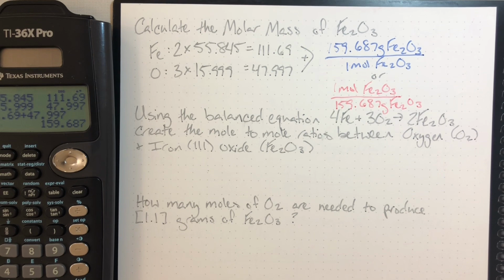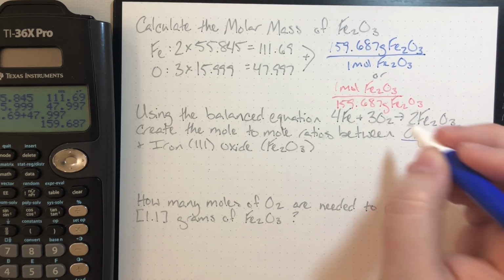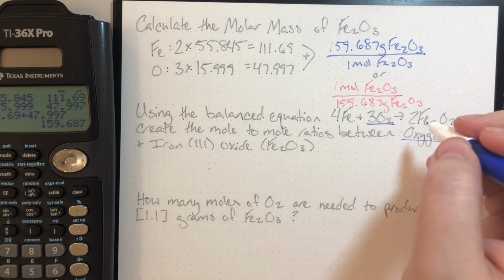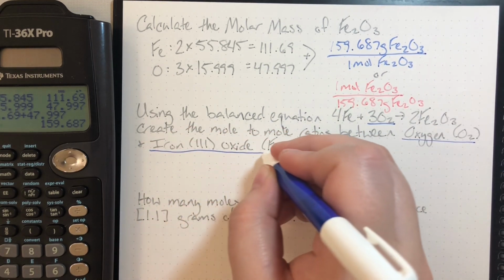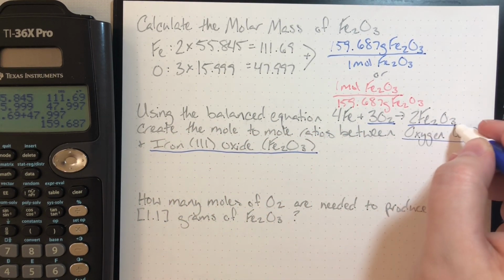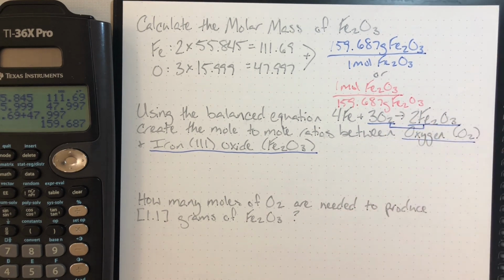Using the balanced equation where I have 4 irons coming in contact with 3 oxygens forming 2 iron 3 oxides, create the multimole ratio between oxygen and iron 3 oxide. So I will identify the molecules of interest. They will appear in the problem, and then I will underline and connect them in the balanced equation. Then I will go ahead and create the multimole ratio by referencing the coefficients in front of each molecule.